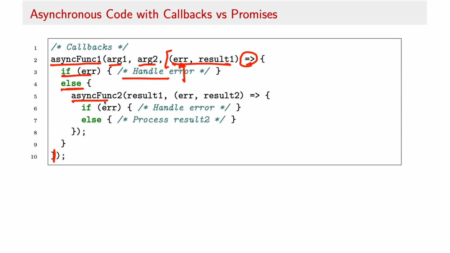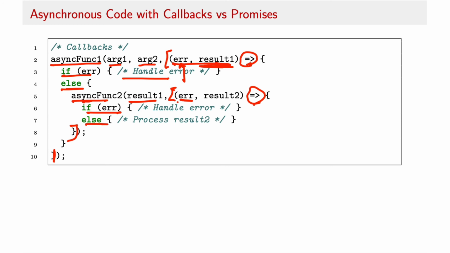Here's async func2, and I'm just assuming, for example, that we're going to pass in the result from the first function as one of the parameters in the second one. And then it's also going to take as its final argument a callback. Here's the callback function from here to here, and you can see that it's a function by virtue of the fat arrow. And we're going to do the same thing. If there was an error passed back by the async func, we're going to handle the error. Otherwise, we're going to process the second result that we get back, and so forth. And as you can tell, we could continue to nest this.